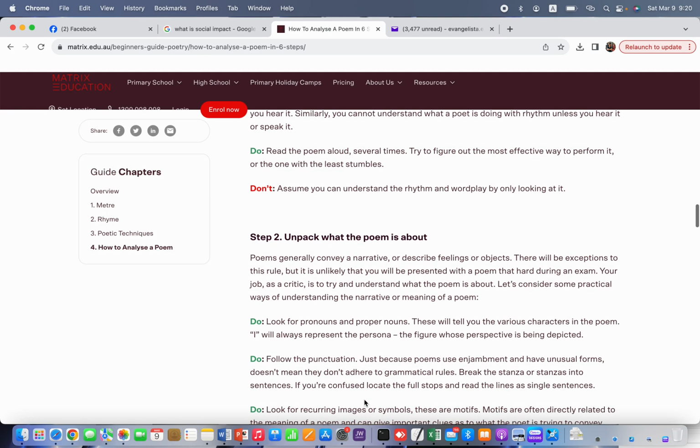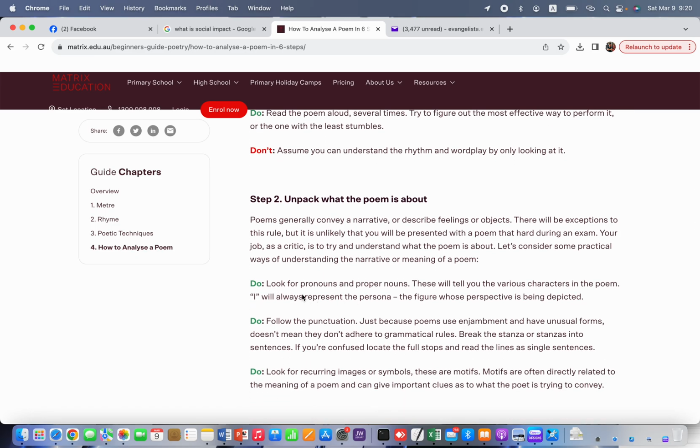Okay, so what is being talked about? So you have to know that the persona might be talking about something. So identify what is being talked about. Okay, next, look for pronouns and proper nouns. This is actually the key for you to identify the persona or the person speaking in the poem.